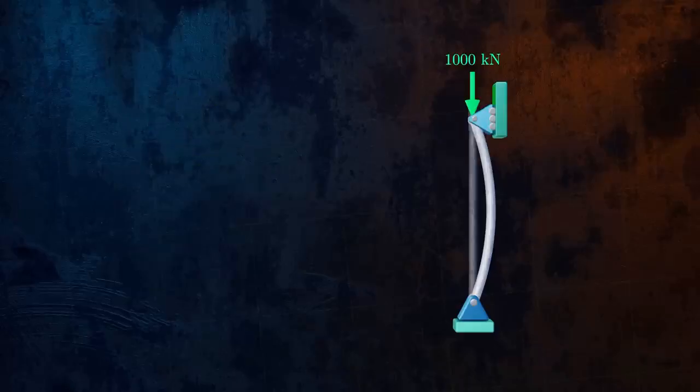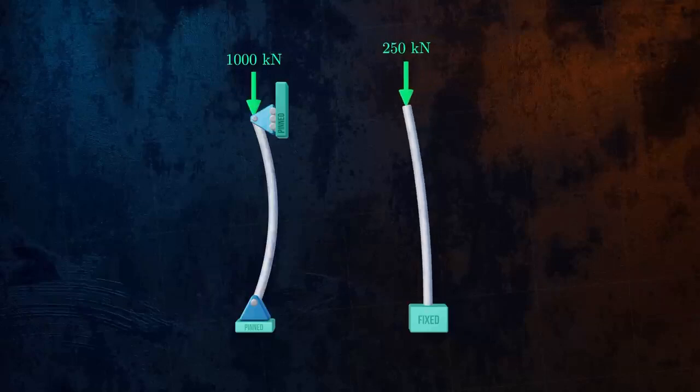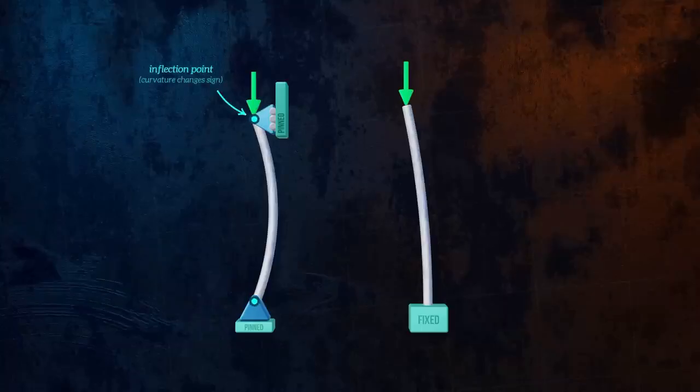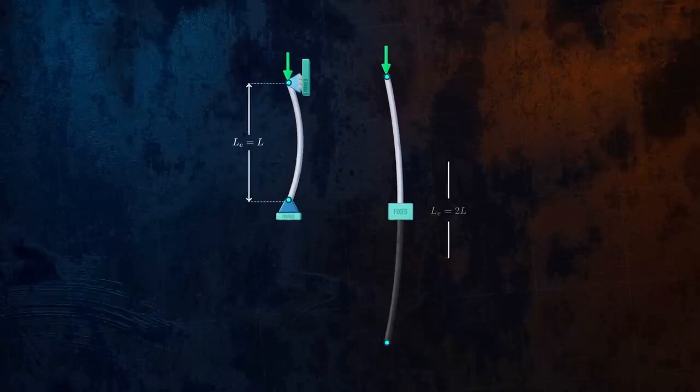If the end conditions change so that the column is fixed at one end and free at the other, it will clearly only be able to support a much smaller load before buckling, and the buckled shape is different. We can easily modify Euler's formula to account for different end conditions by introducing the concept of an effective length. The effective length can be defined as the distance between inflection points on the deflected shape. The column that's pinned at both ends has an effective length equal to the column length. But for a column that's free at the top and fully fixed at the bottom, the distance between inflection points is twice the column length.